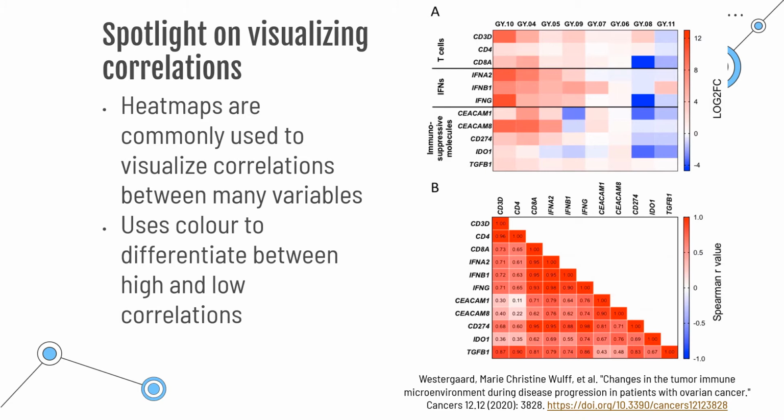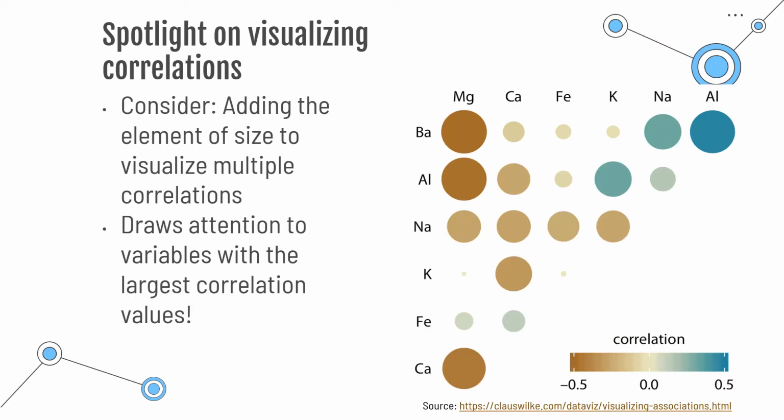the bottom part of that visual shows the Spearman R value, with again color being used to show the intensity of the R value. So an R value of 1 would be red, an R value of 0 would be white, and an R value of -1 would be blue. The heat map is a kind of visualization that has commonly been used in the literature for visualizing correlations.